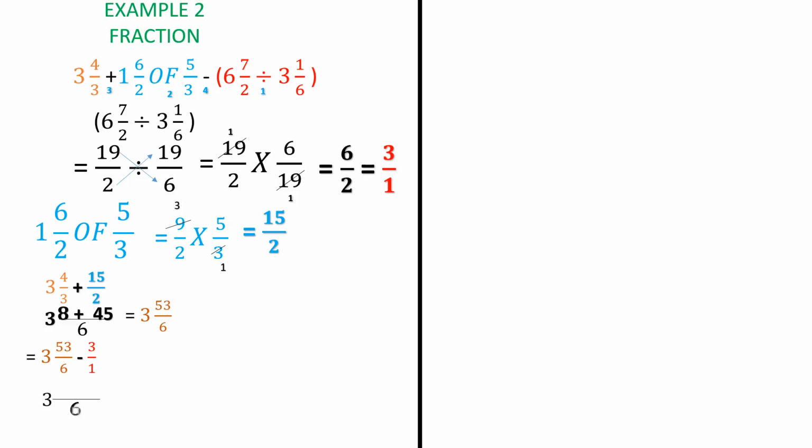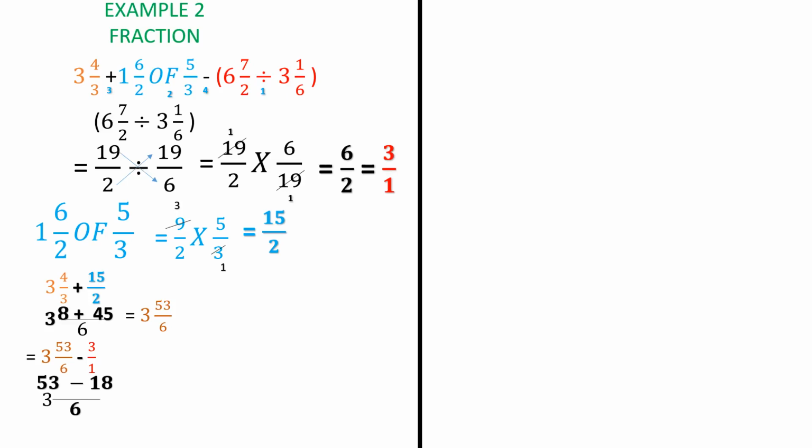The LCM of 6 and 1 is 6. So there we are going to have... I hope you know where 53 and 18 are coming from. That is 6 divided by 6 is 1, 1 times 53 is 53. Take away 6 divided by 1 is 6, times 3 is 18.